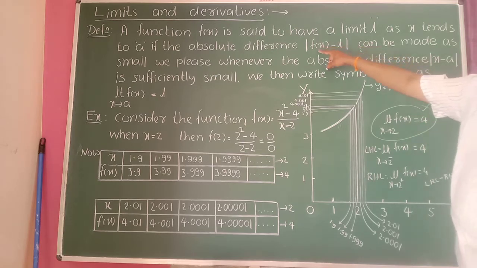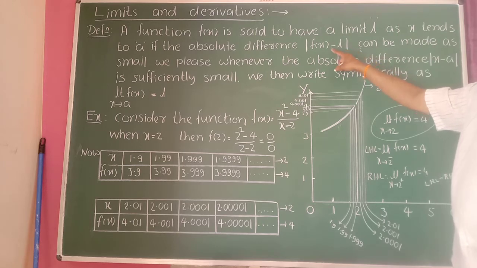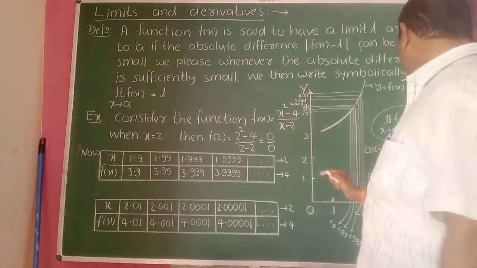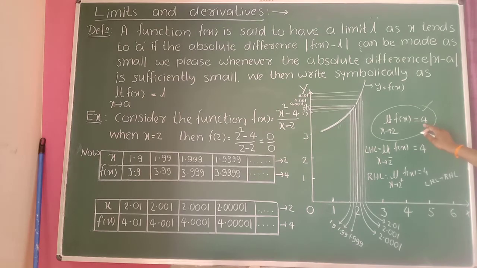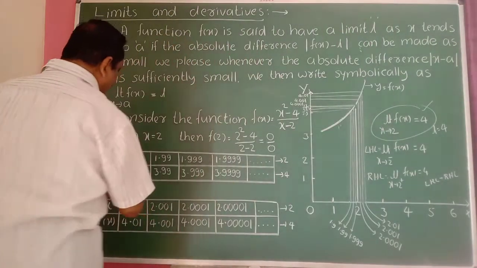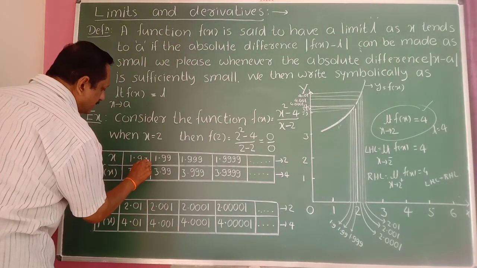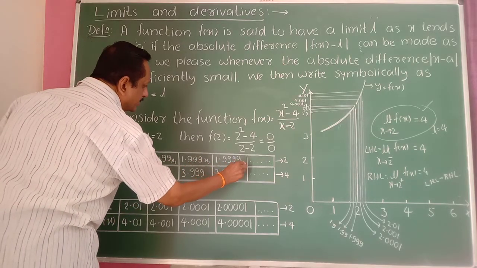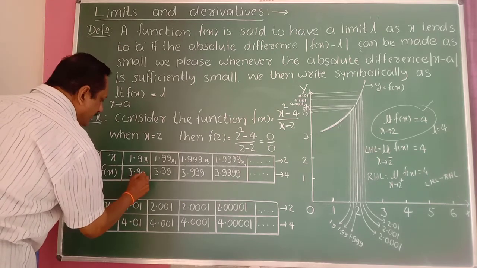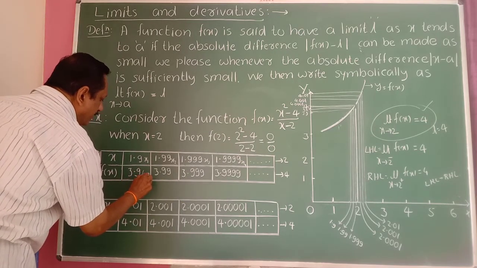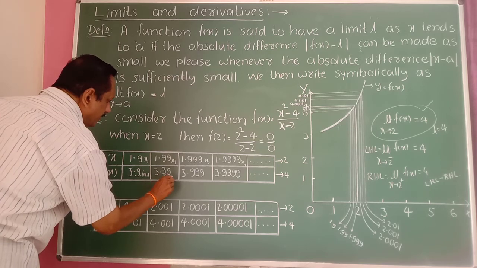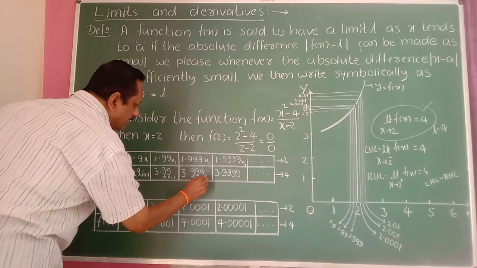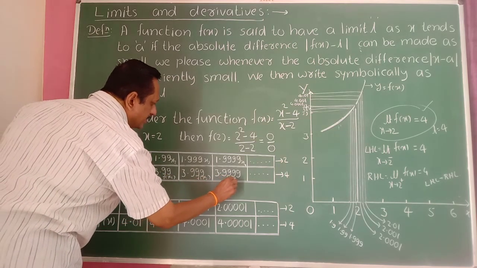ಇಲ್ಲಿ modulus of f of x minus l ಅಂತಂದಾಗ ಇದರ ಡಿಫರೆನ್ಸ್ ನಾವು ಸ್ಮಾಲ್ ಮಾಡ್ತಾ ಹೋಗ್ತೇವೆ. ಈಗ ಈ ವ್ಯಾಲ್ಯೂ 4 ಅನ್ನ l ಅಂತ ತರ್ತೇವೆ. Okay, and f of x means these values. Consider this x1 here, this x2, this x3, this x4, and so on. Then this becomes f of x1, this becomes f of x2, this becomes f of x3, this becomes f of x4.